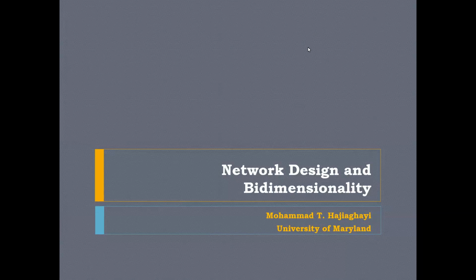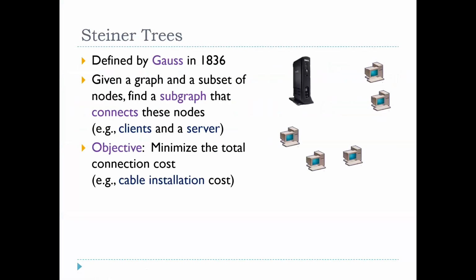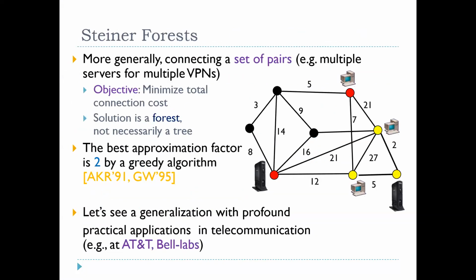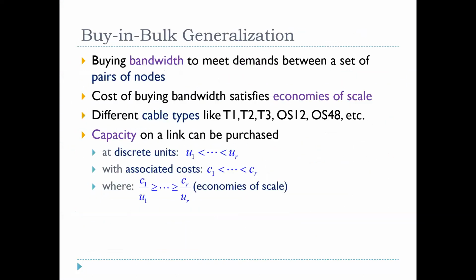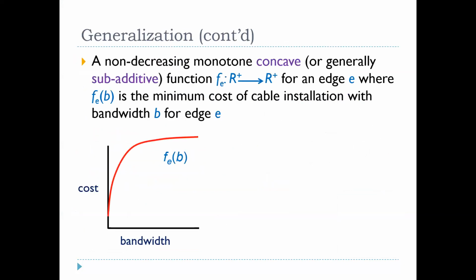Good. So we talked about buy-at-bulk network design. We talked about special cases, Steiner tree and Steiner forest. The motivation comes from this. The general question is that for each edge, you have some function f_e(b) that says what the cost of that edge would be if the flow that goes through it is b. And we have a set of demands, s1, t1, s2, t2, like a Steiner forest, and each of them has some demand as well: demand one, demand two, and so on. And we want to send the flow through this.